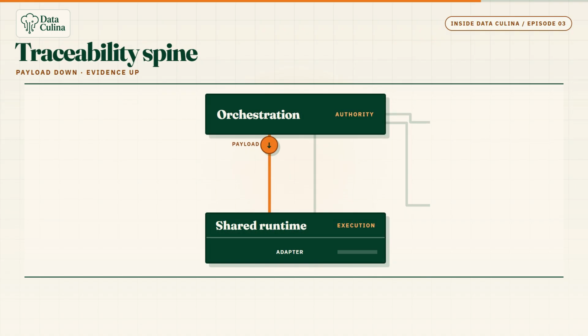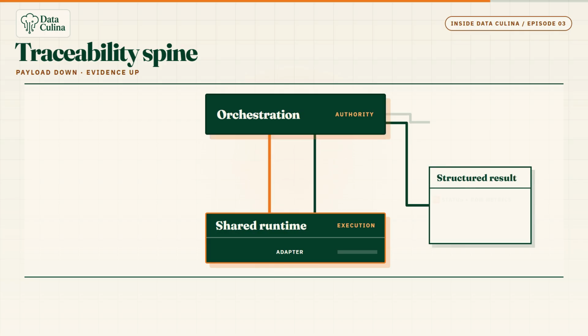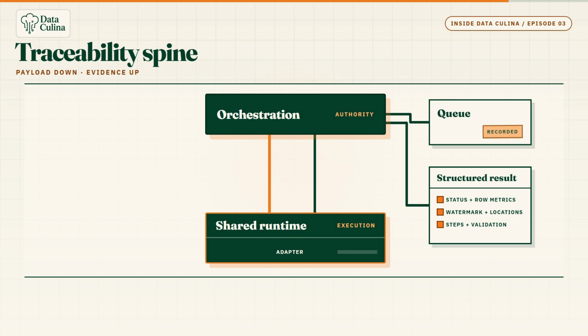Throughout the run, the payload travels down into the Culina runtime, and structured evidence comes back up. The result artifact can include status, row metrics, watermark details, storage locations, step results, validation outcomes, and diagnostics. Orchestration reads that result, updates the queue, and records official run history or failure evidence.